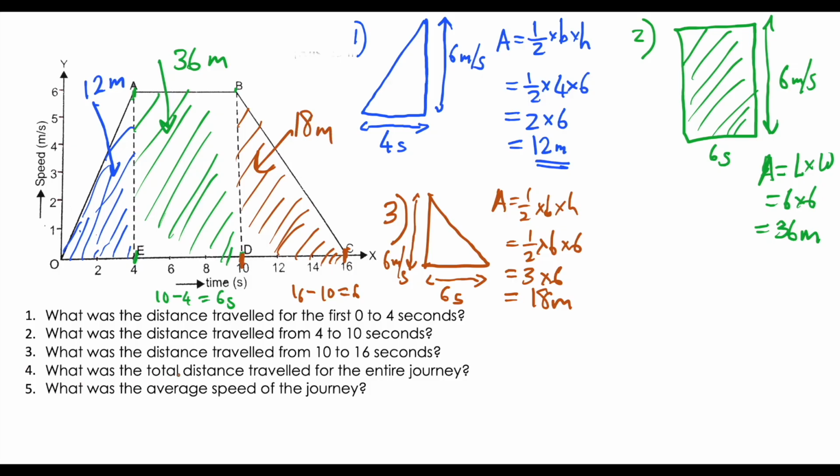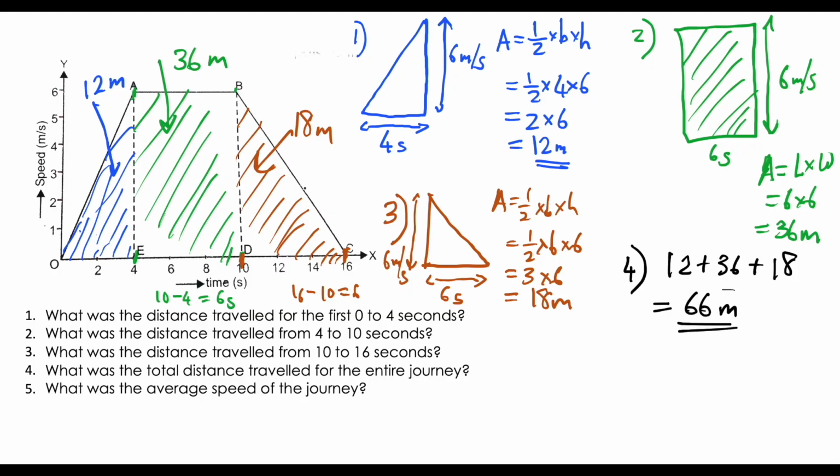All right, so number 4: what was the total distance traveled for the entire journey? If I want to find the total distance traveled, I have to add up the distance covered in each stage. At each stage it was 12, then 36, then 18. So 12 plus 36 plus 18. 18 plus 12 is 30. 30 plus 36 is 66. So 66 meters was my total distance traveled.